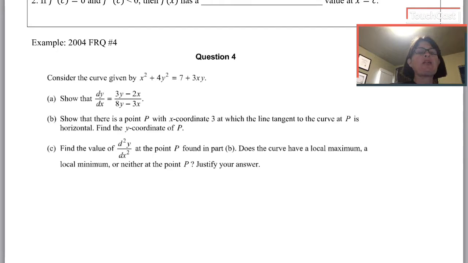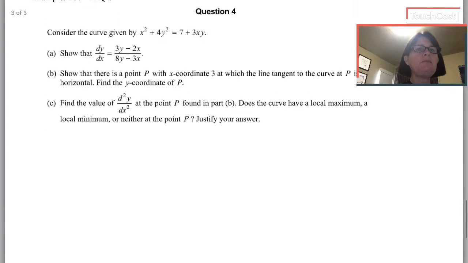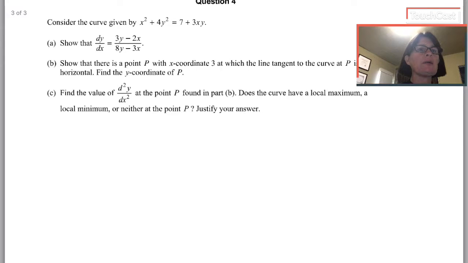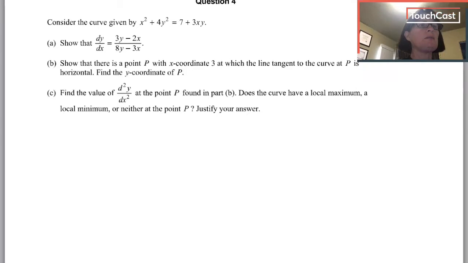Second step, part B, show that there's a point P with x-coordinate 3 at which the line tangent to P is horizontal. I'm going to leave that one up to you. Now we're going to find the second derivative of y with respect to x at that same point P. And does the curve have a local maximum, a local minimum, or neither at point P? I guess I can't leave that part up to you. We'll have to do B together. All right. So here we go.